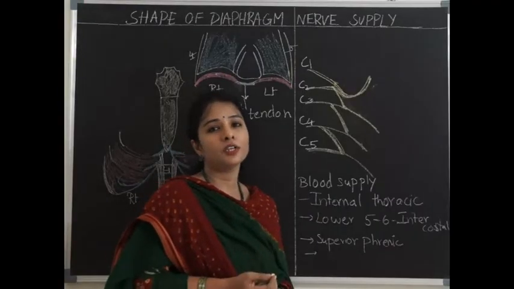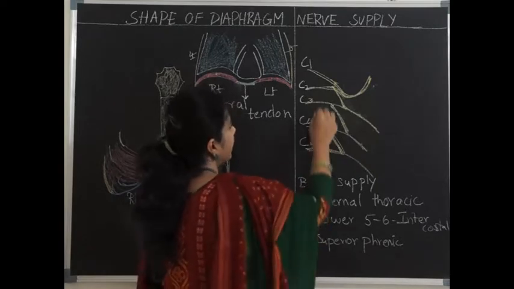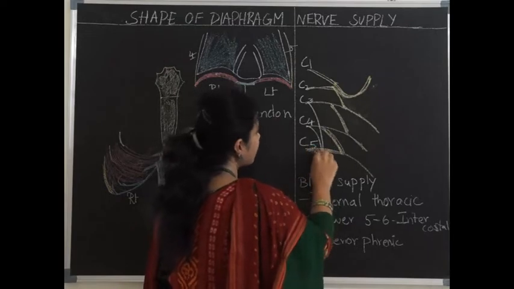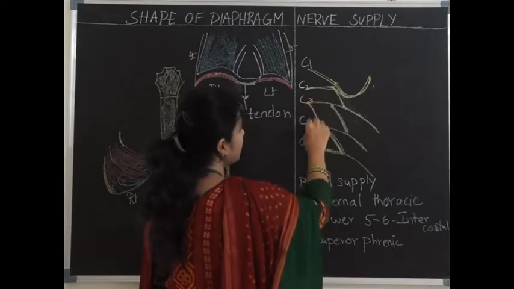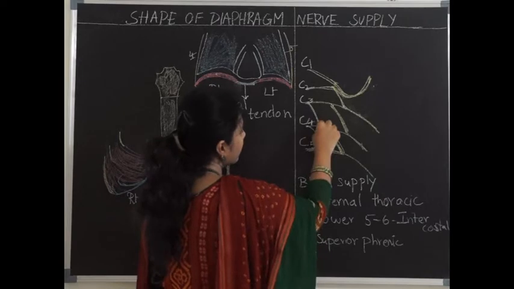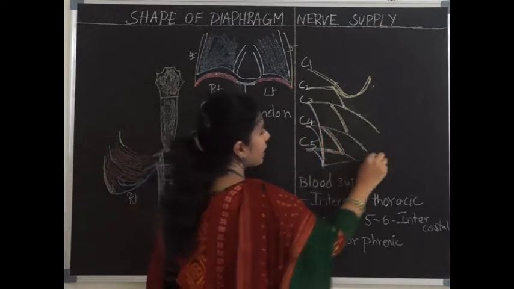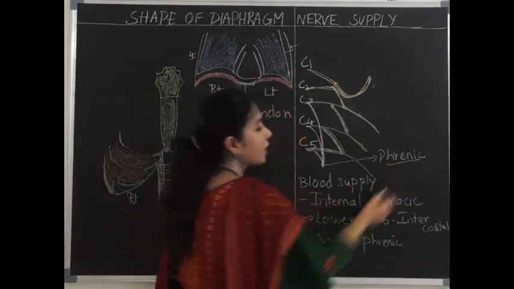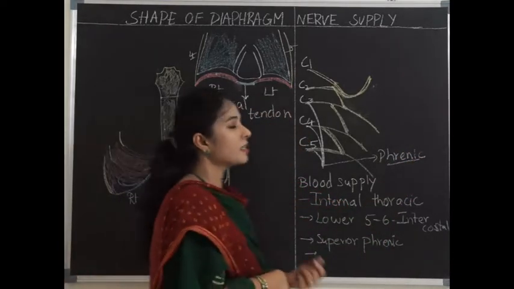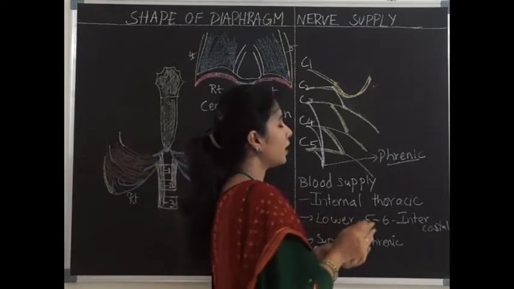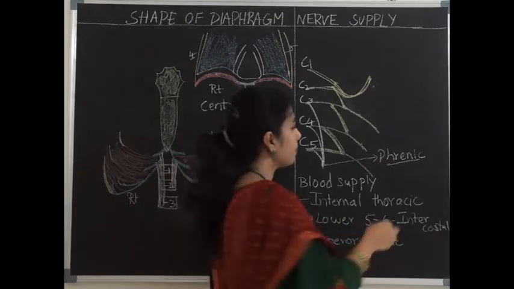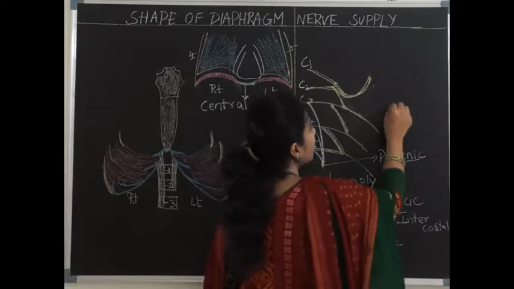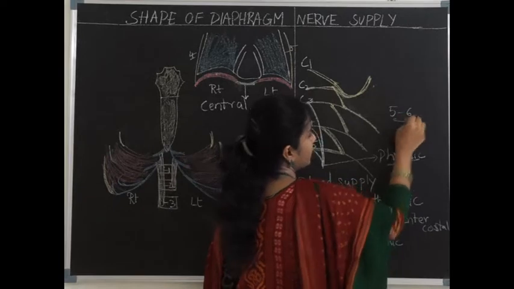So the nerve supply of the diaphragm: the motor nerves arise from the ventral rami of C3, C4 and C5. The root value is C3, C4, C5. These three roots give origin to the nerve which is called the phrenic nerve. So phrenic nerve is the sole motor nerve supplying the diaphragm. And for sensory supply, the central part of the diaphragm near the central tendon is supplied by the phrenic nerve. The peripheral part of the diaphragm is supplied by the lower 5 to 6 intercostal nerves.